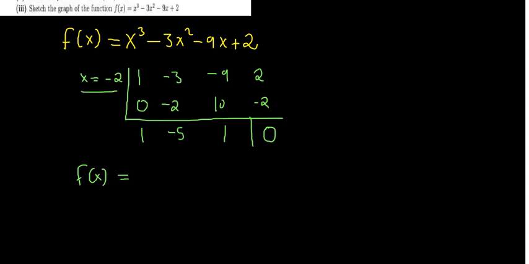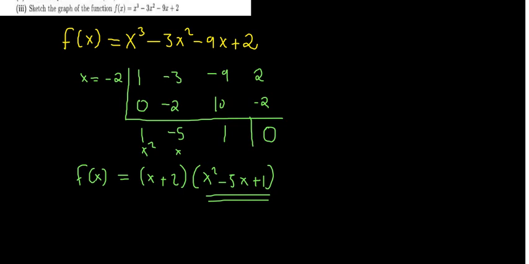I'll take to the other side, so it becomes x plus 2, which is a factor. And then this one, this will be x power 2, this will be x. So that is x power 2 minus 5x, and then plus 1. Now, are we able to factorize this? That should be the question. Are we able to?